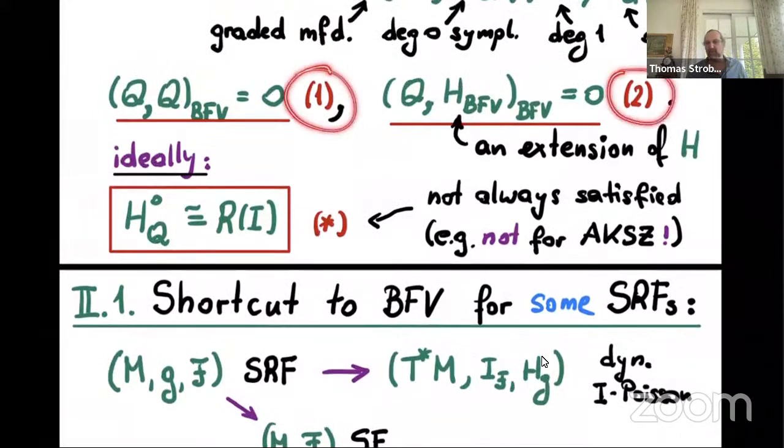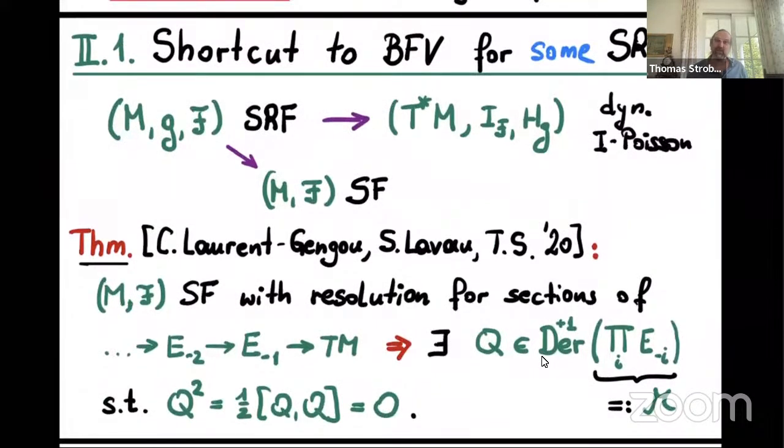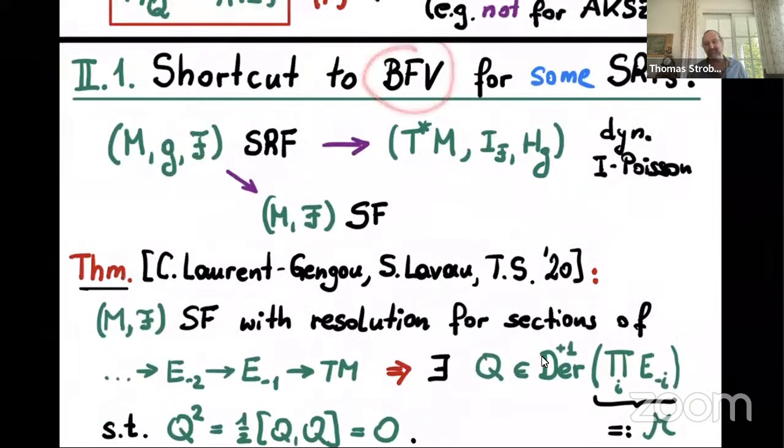Certainly, there's no doubt about equations 1 and 2. That's for sure. And this should be an extension of H, and there should be some more conditions, which are a matter of definition. I will give a construction in the end where I make this clearer. Okay, so now let's come back to this shortcut version of BFV for constrained systems, namely those coming from singular Riemannian foliations or singular foliations. Suppose you have a singular Riemannian foliation, and you learn that this is an equivalent notion to a particular type of dynamical Poisson manifold. One can try to construct the BFV formulation here, which we will do later.